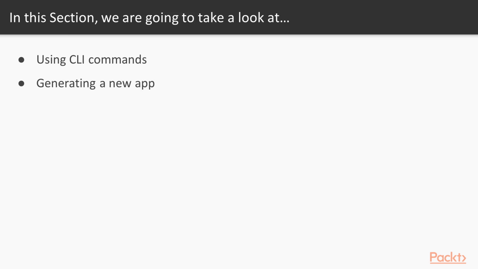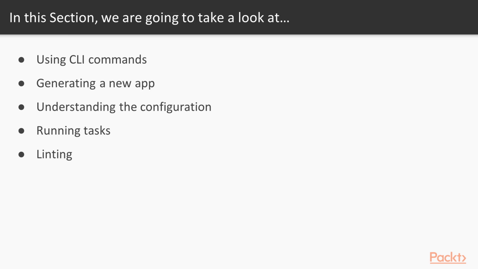Then, we're going to generate a custom app by running a single command. We'll take a look at the configuration files generated by Angular CLI. After that, we'll learn how to turn commands into reusable tasks that we can leverage through our development cycle. And finally, we're going to learn about linting and how it helps us write nice code that follows the Angular style guide. Let's get started.